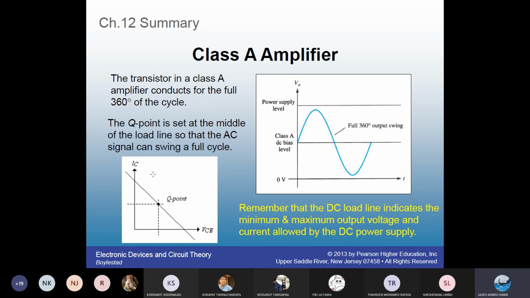If you look at the IC versus VCE graph, where is the Q point? It's exactly in the middle of the load line. So around the Q point, the input and output, they can swing. The output can swing to a certain extent in one direction and swing to a certain extent in other direction. When you set the Q point in the middle, it has a lot of room to swing. That's why you have a full 360 degree output swing.